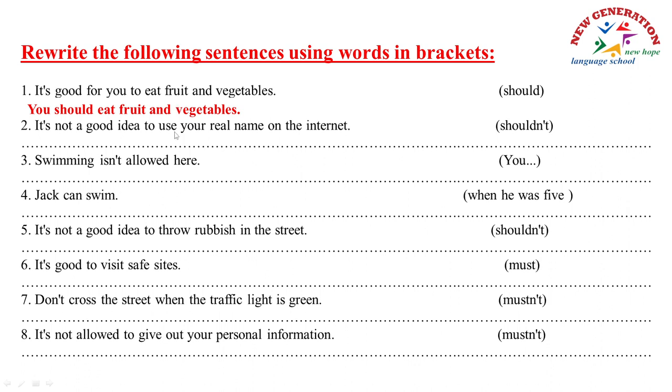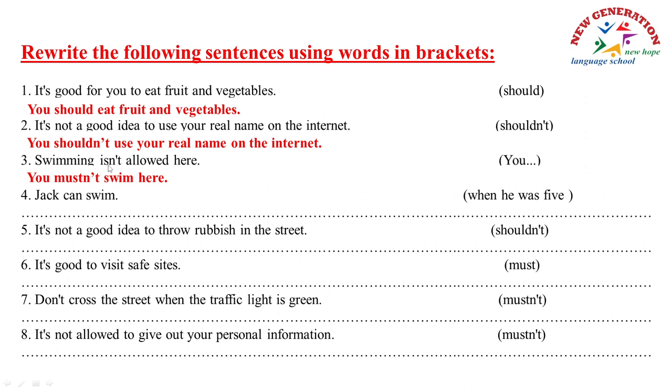Now, it's not a good idea to use your real name on the internet. Again, I'm going to search for the verb that is not good to be done, which is use. The same way as the one we just did. You shouldn't use your real name on the internet. Swimming isn't allowed. That means this is a kind of prohibition, a rule. That means you mustn't swim here.